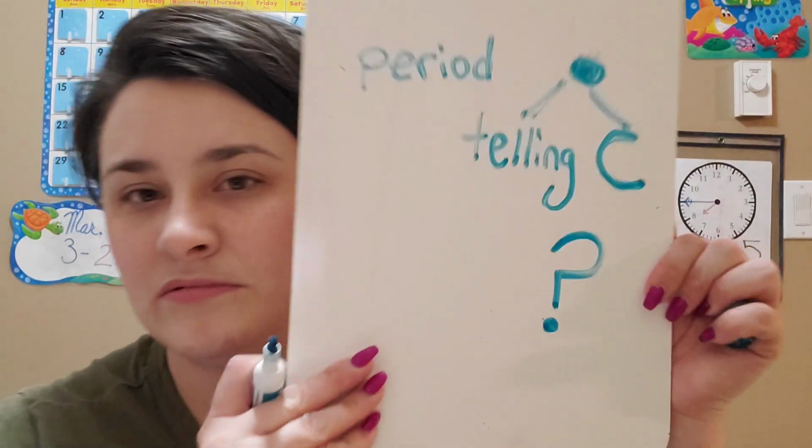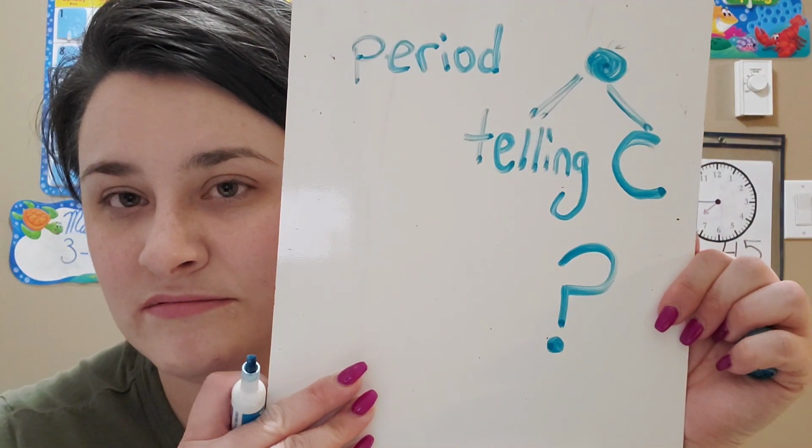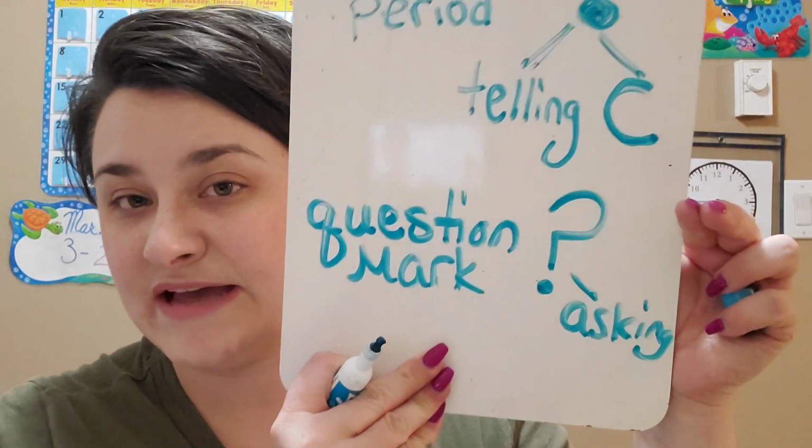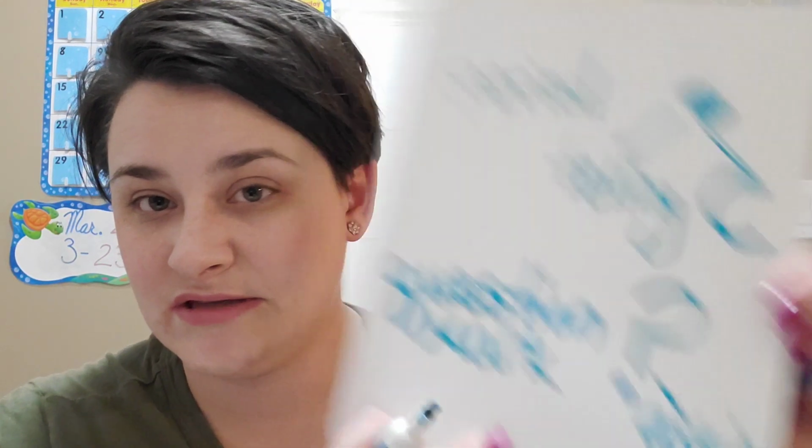Okay? The other kind of punctuation, what's that guy? Question mark. And they are used for exactly like the name says, asking. So when you have something you want to ask, that goes at the end of your sentence. And then the very last one is always a nice fun one.